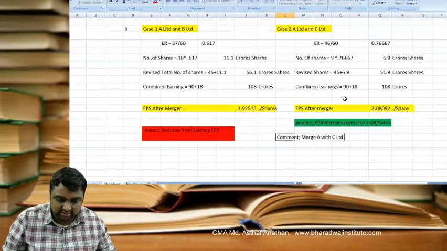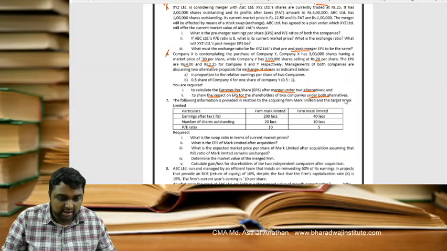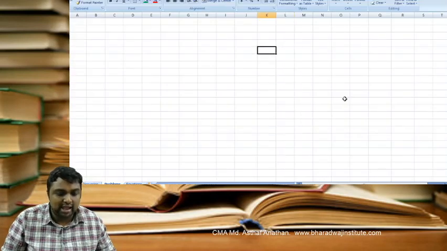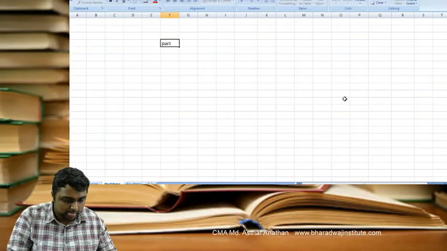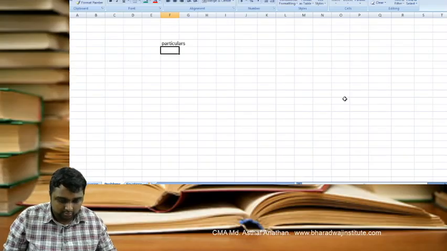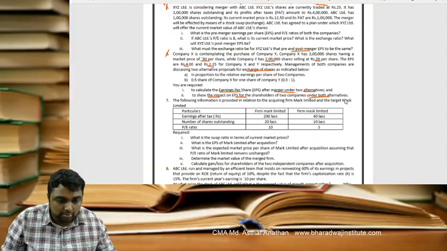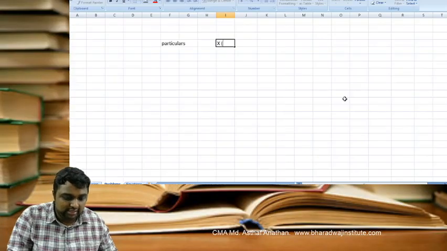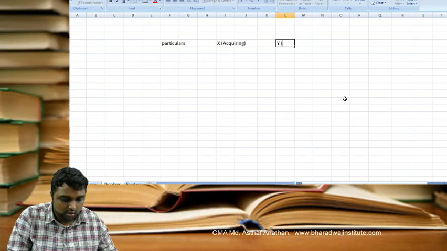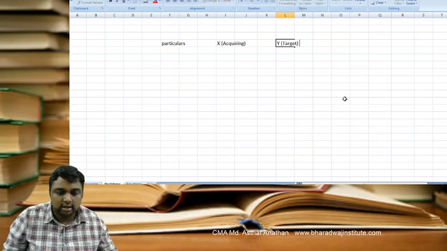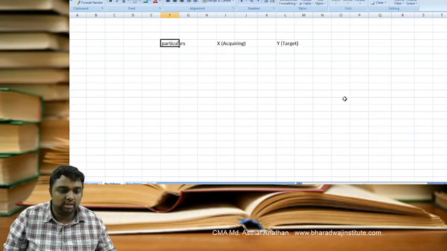See, let us discuss some clue for you. Generally you can make a table just like what was given in some previous question, so that you will get clarity. What was the company? X. So X is the acquiring company. Y is the target company. See, first we should know this detail.